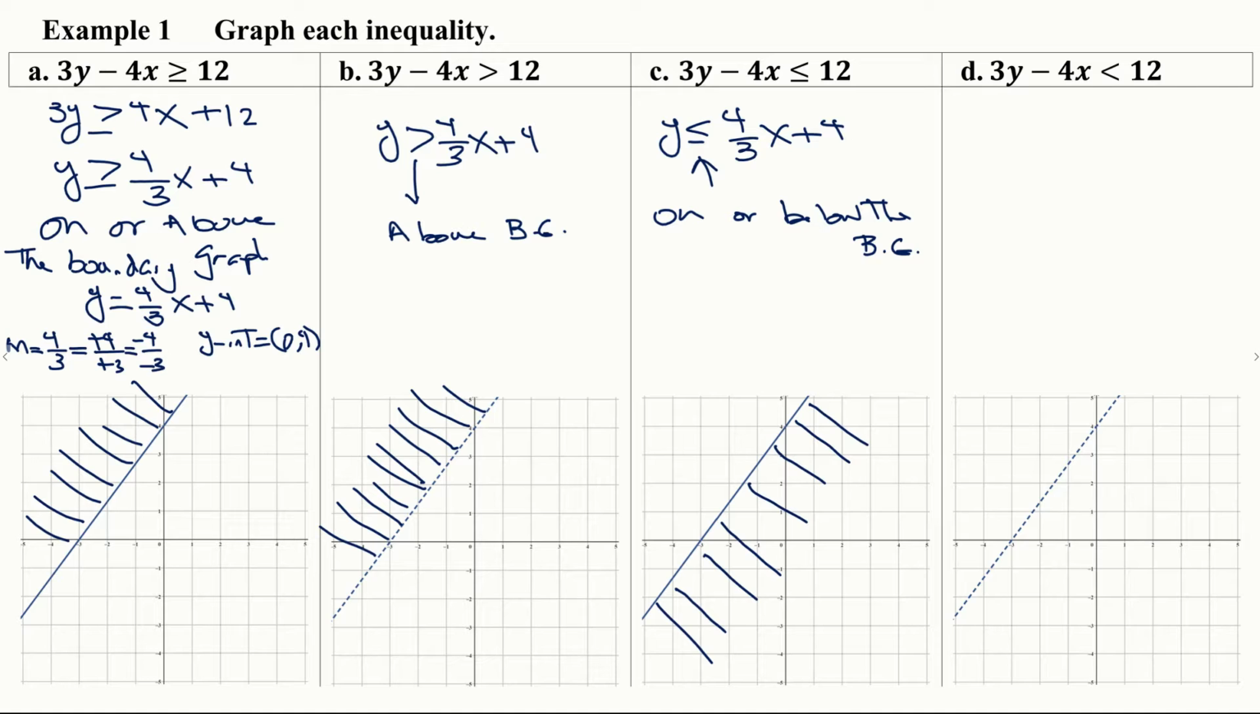For the last one, we're going to have y less than 4/3 x plus 4. And when we see that, we're only going to be interested in points in the plane that are below the boundary graph.